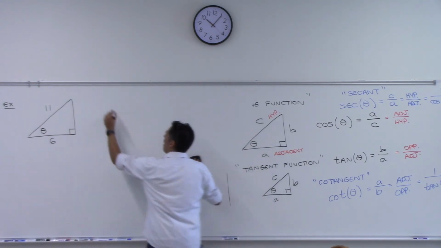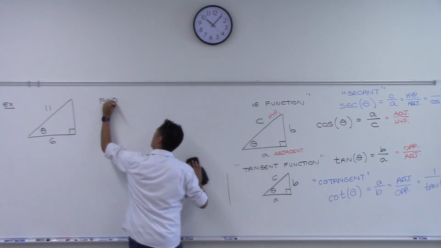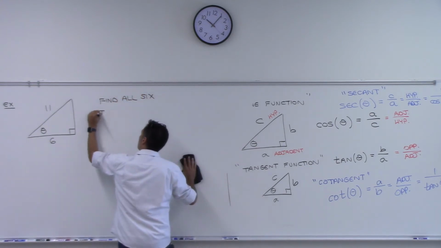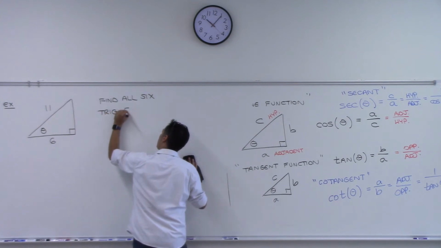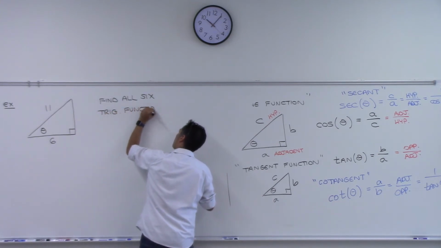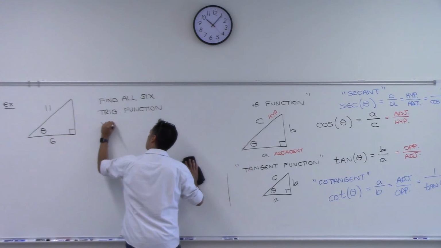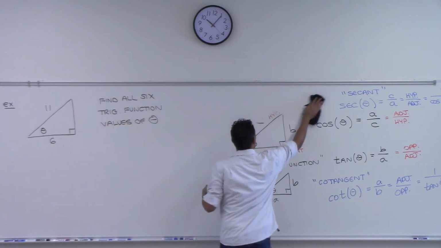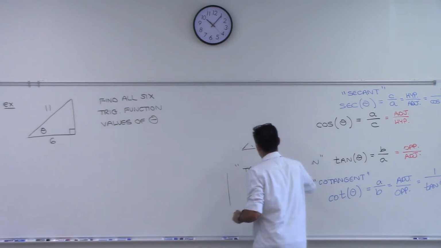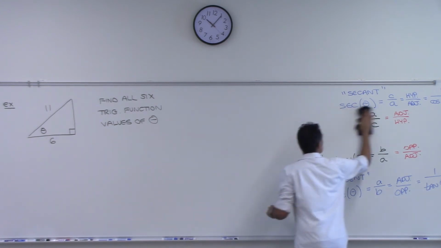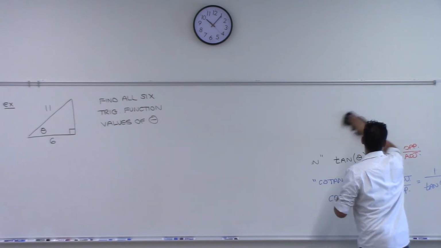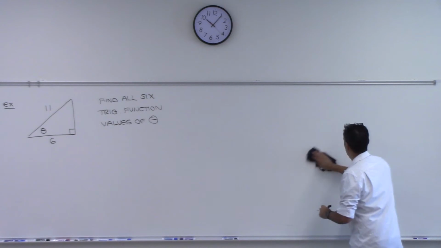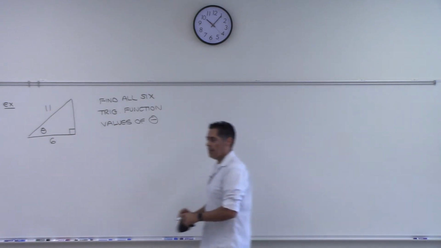I want us to find all 6 trig function values of theta. So that means I want to know what sine theta is, right? I want to know what cosine theta is. I want to know what tangent theta is. I want to know what secant, cosecant, cotangent, all 6, right? All 6.